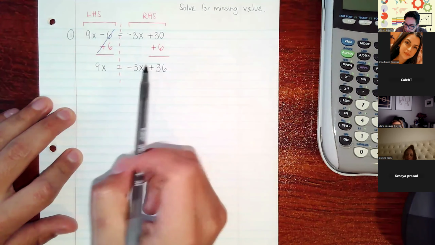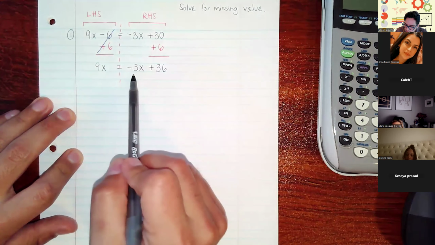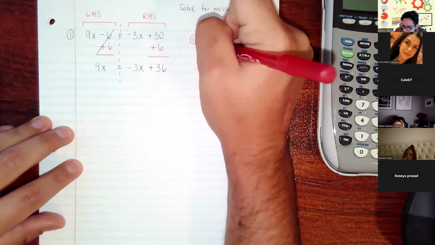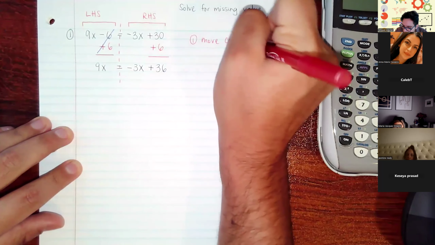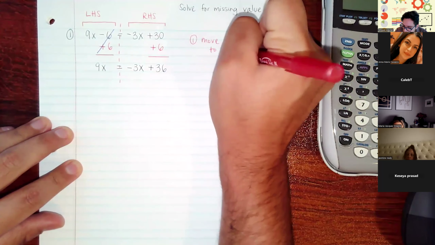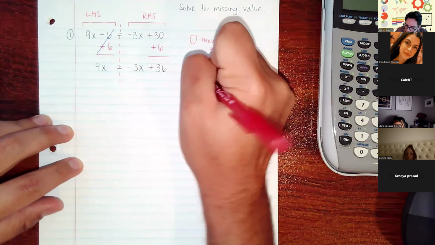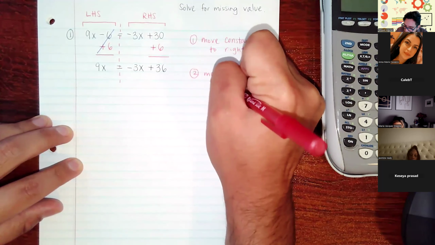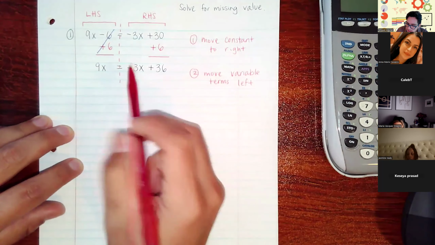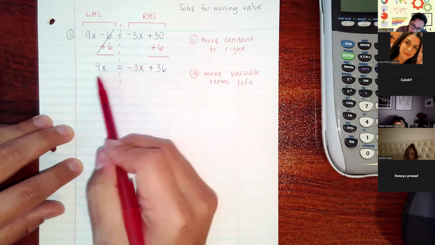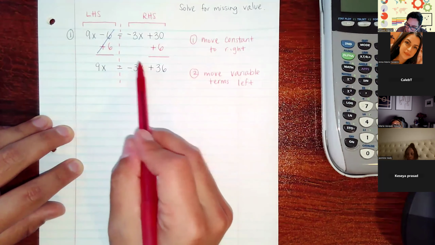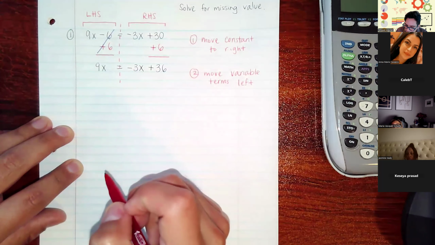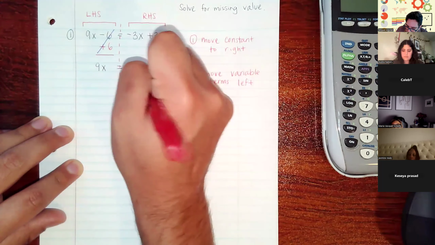Okay. Now, we next have to move the variable over to the left-hand side. So my first step is always move the constant to the right. Okay, that means my second step is going to be move variable terms to the left. Okay, but again, I can't just pick this up and drop it over here as a negative 3x. I need to say, what's the opposite of subtracting 3x? Adding 3x.